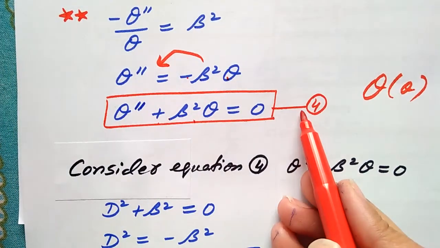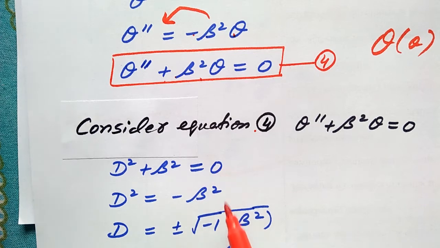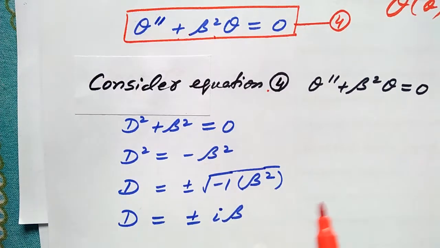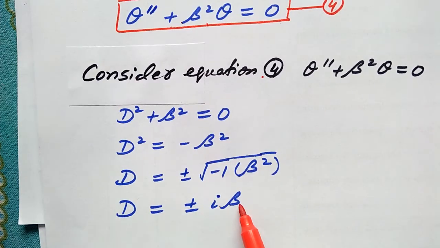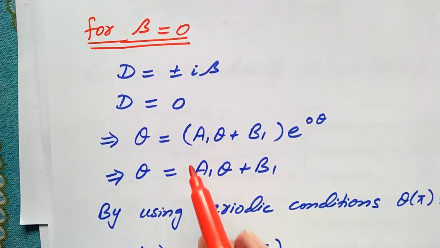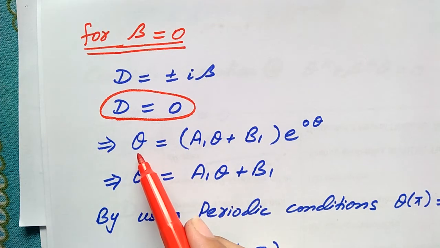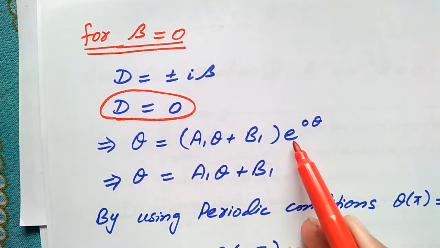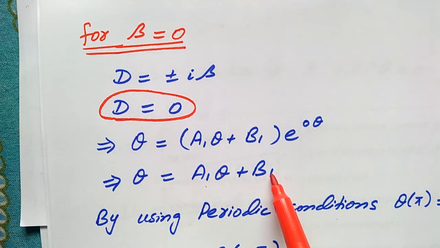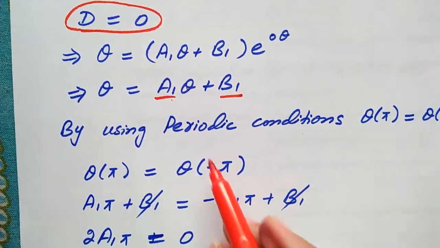I first solve equation number 4. It can be written as D square plus beta square equals 0, since I am finding the roots. The beta square moves to the right side as minus beta square, and taking the square root gives plus or minus i beta. Now this equation can be solved for two cases of beta. If beta becomes 0, then the equation reduces to D equals 0, and the solution can be written as theta equals a1 theta plus b1 e to the power 0 times theta, since I got 0 as a root. So the equation reduces to theta equals a1 theta plus b1. Now the main purpose is to find the values of these unknown constants, so I will use the periodic condition over here.